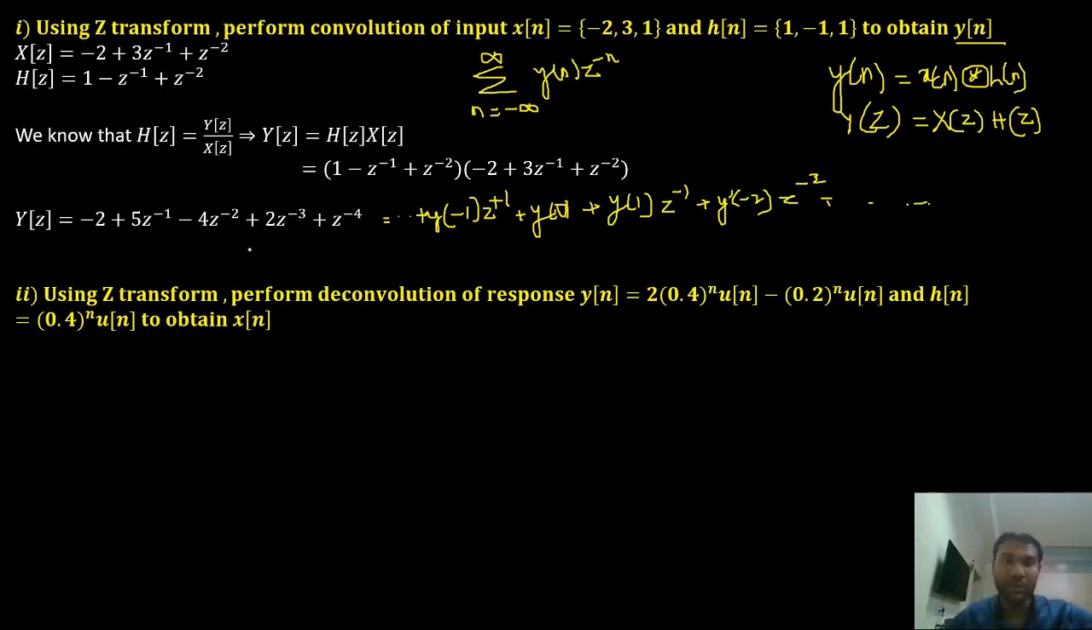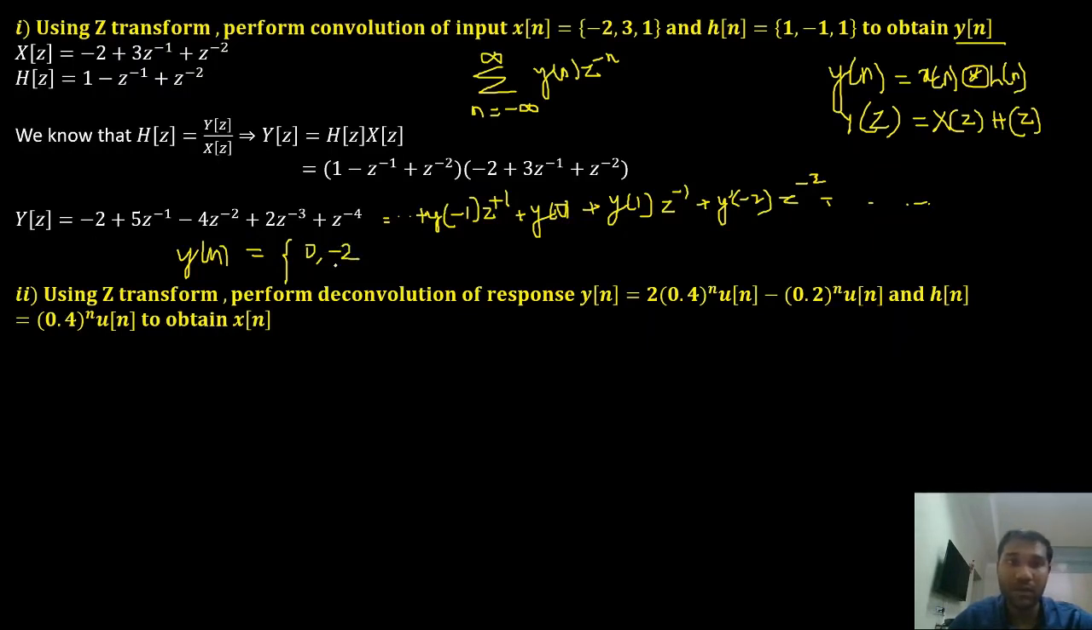Now what I'm going to do is compare these two expressions, comparing their corresponding coefficients. So if I compare the corresponding coefficients, what I'll get? Y of n equals to, what is y of minus 1? It is the coefficient of z. Is there any z term here? There is no z term. So y of minus 1 is 0. And after y of minus 1, I have y of 0, the constant term. So the constant term is minus 2.